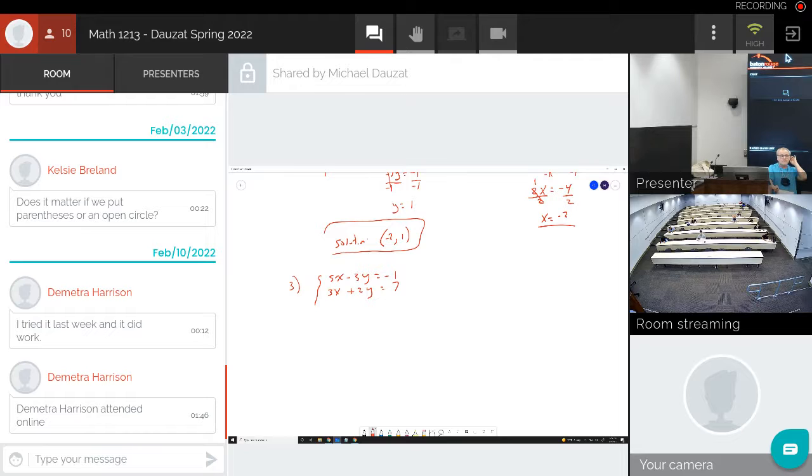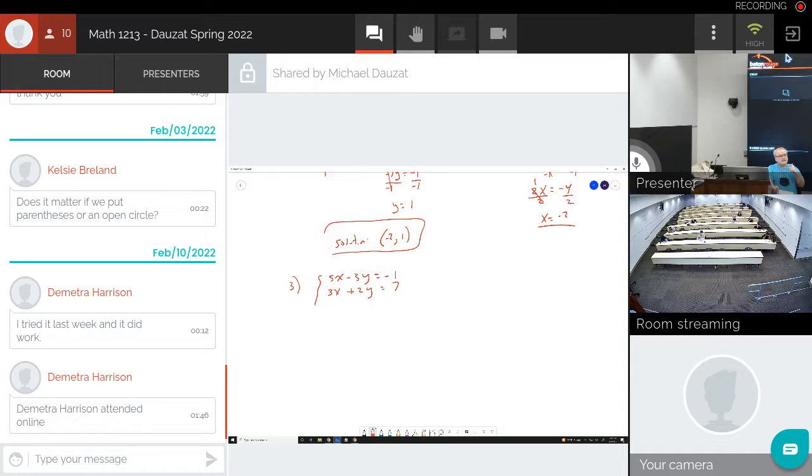The y's? Why did you want to eliminate the y's and not the x's? It doesn't matter, but why did you choose the y's? All right, because one of them's already negative, the other one's already positive. Okay. Yeah, let's go ahead and do the other one just to show you what you would do. So let's go ahead and eliminate the x's.